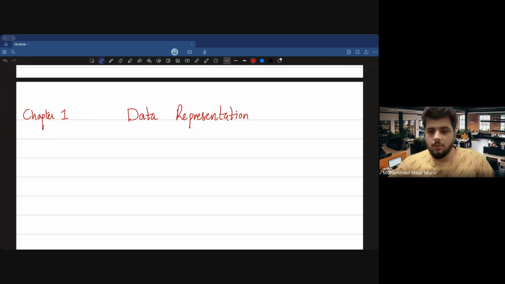All right, everyone. Let's start off with the first topic of our computer science IGCSE or O level syllabus, the data representation topic. Now, before starting off, I want to clarify that this topic is a bit boring, but it's the foundation behind everything you learn and see in computer science.